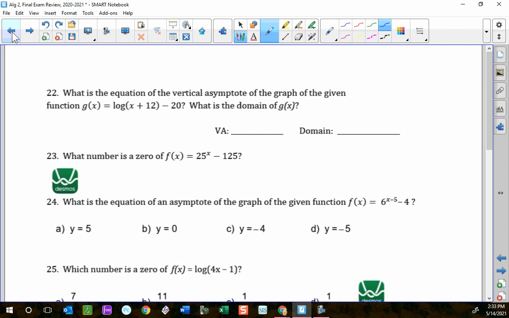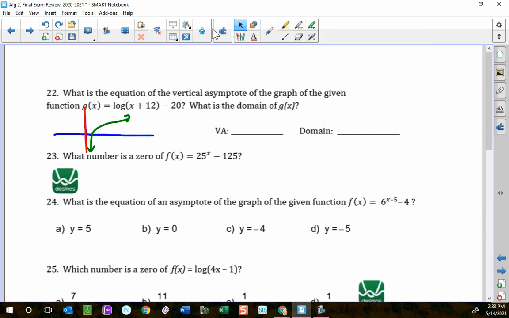All right, so remember your basic log function. Your basic log function has a vertical asymptote right here at x equals 0. And then your log function comes over here like that. So if I move this thing up or down, it doesn't matter. If I move this thing up, the asymptote doesn't change and the domain doesn't change, because right now the domain is everything to the right of 0.